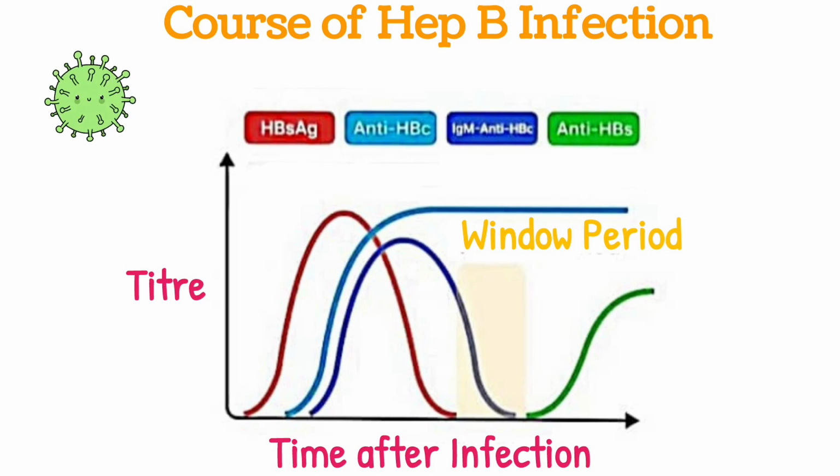The peak of this curve indicates the highest level of anti-HBs titer, which usually occurs several months after the acute infection. Anti-HBs can persist for many years, providing protection against future hepatitis B infections.